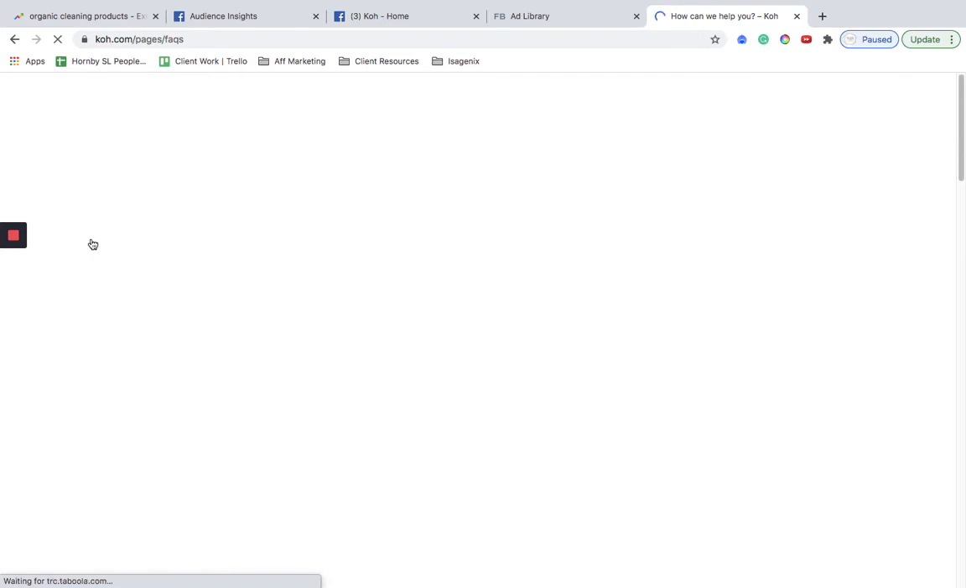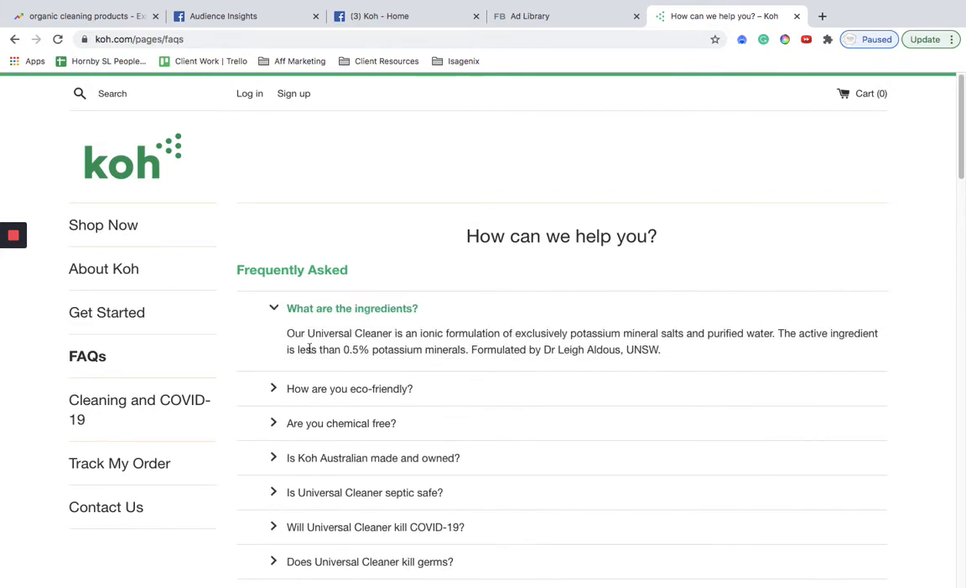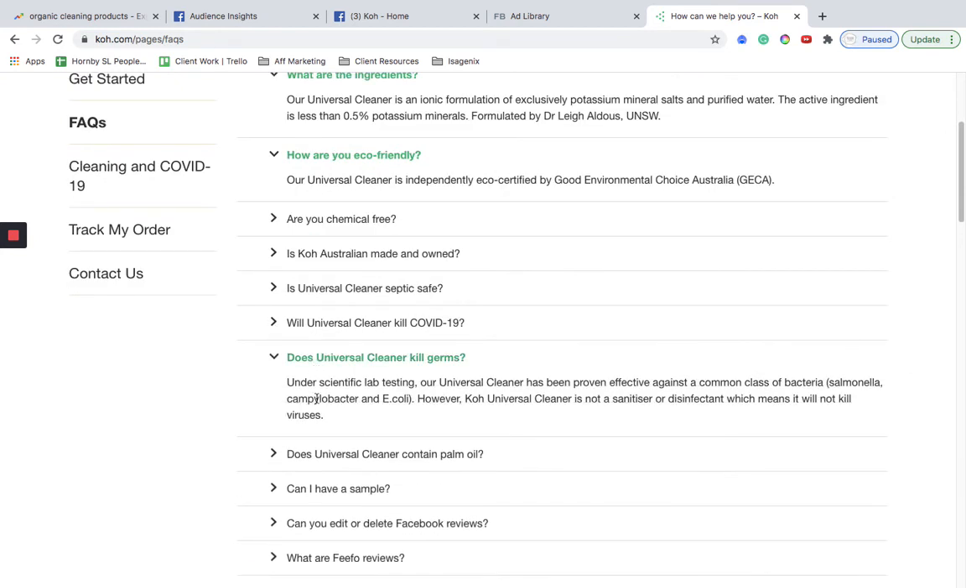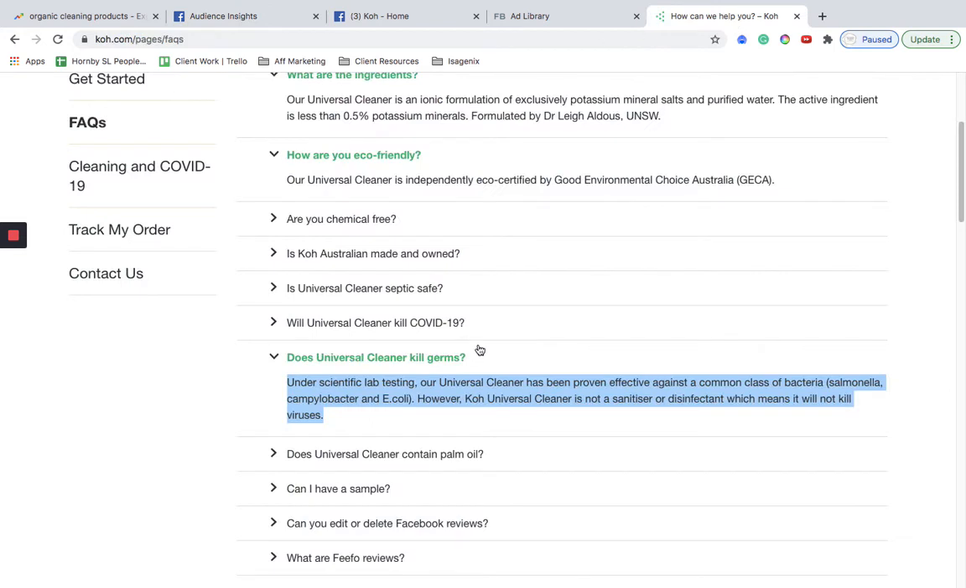But something that a lot of people overlook, especially in marketing and business, is the FAQ section. Now, FAQs are put there to help sell products and to answer all the questions that people have. So simply by going through and looking at the questions that they're being asked, you can get an idea of the objections that your potential customer will have. So there's something here, does universal cleaner kill germs? This tells us that the audience, the people that we identified here, are really concerned about hygiene, and they want to be able to kill germs with the product.